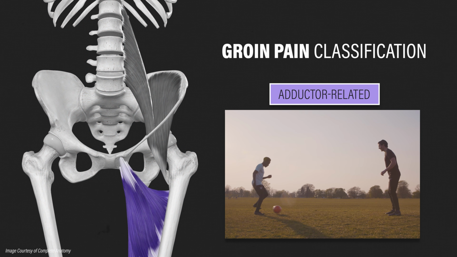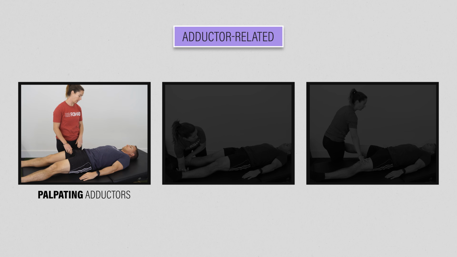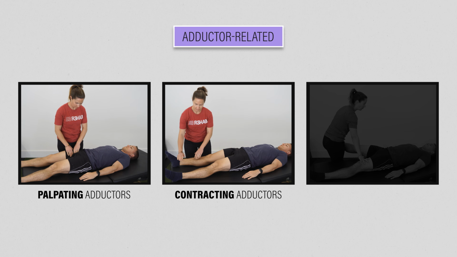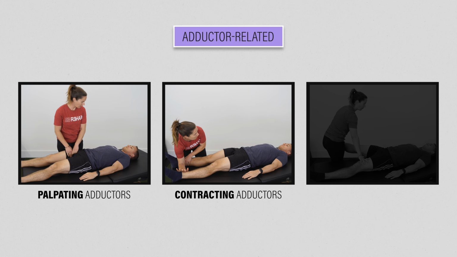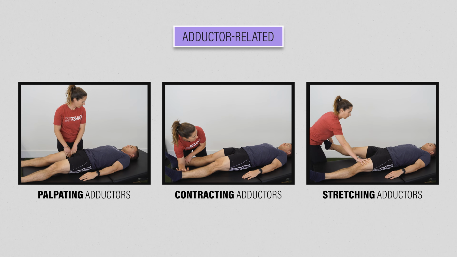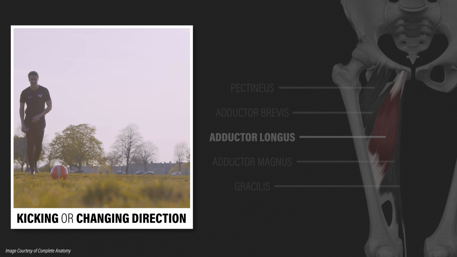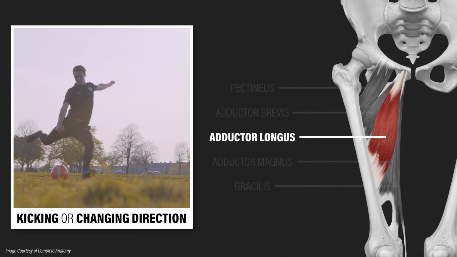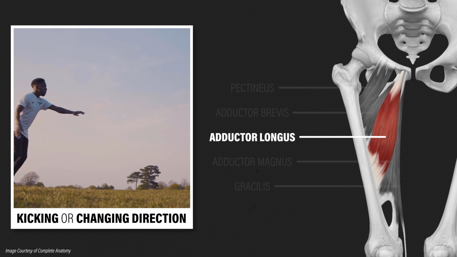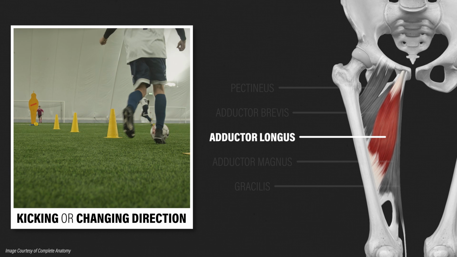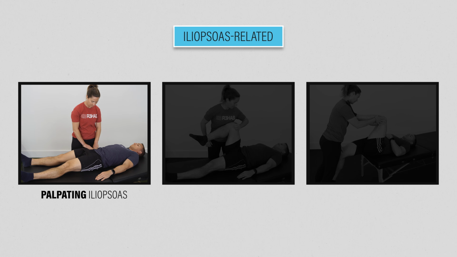Adductor-related groin pain is common in athletes who do sports that involve kicking and cutting. It's identified by the presence of pain or tenderness in the adductor area with palpation, as well as resistance testing that reproduces pain in the adductors. It is more likely the culprit of groin pain if symptoms are also present with stretching the adductors. As I mentioned earlier, the most commonly affected muscle is the adductor longus, and it's usually strained from kicking or changing direction.